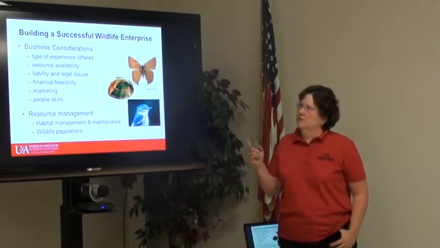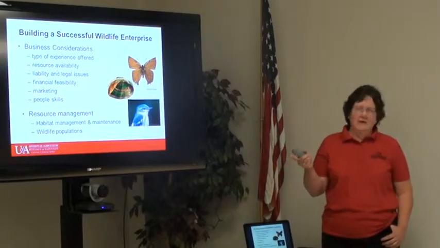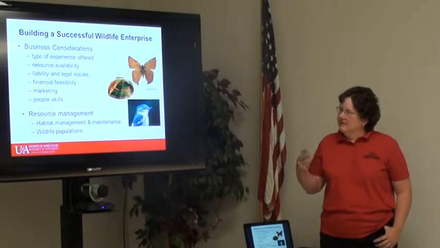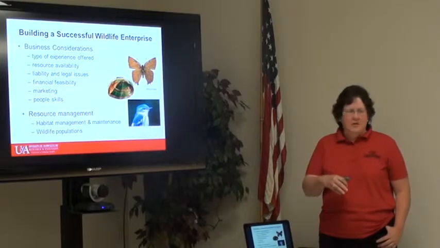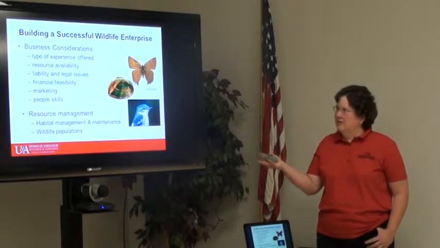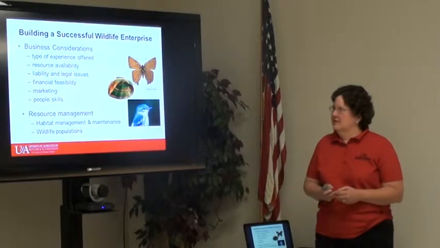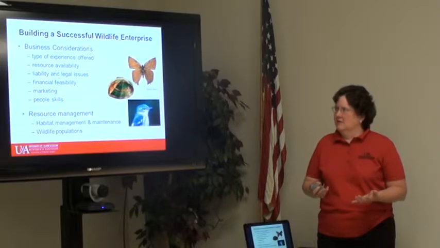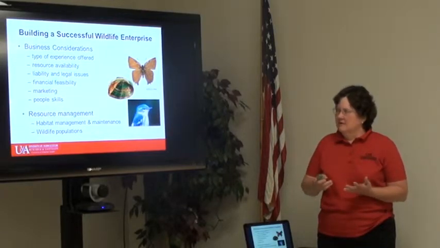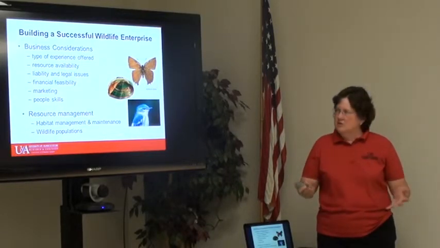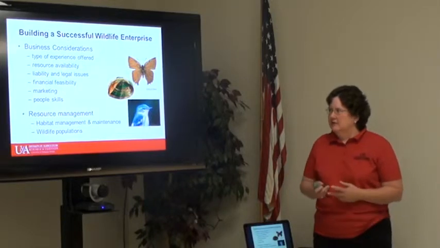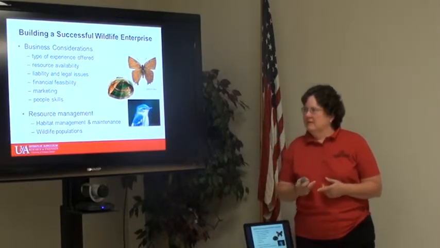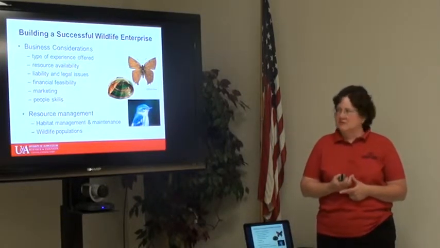And what do you want to do if you want to have a successful enterprise? And I guess we're going to be repeating ourselves quite a bit here. For the forest part, you have to have a plan. For the wildlife part, you need a plan. For agritourism, you need a plan. And all these things should be considered in your plan. Business considerations: the type of thing you're offering, what do you have available currently that you can use, the liability, legal issues, the financial feasibility, marketing, do you have people skills to do it?